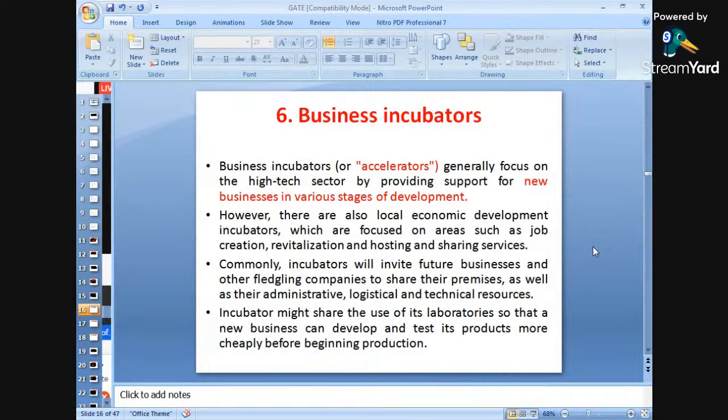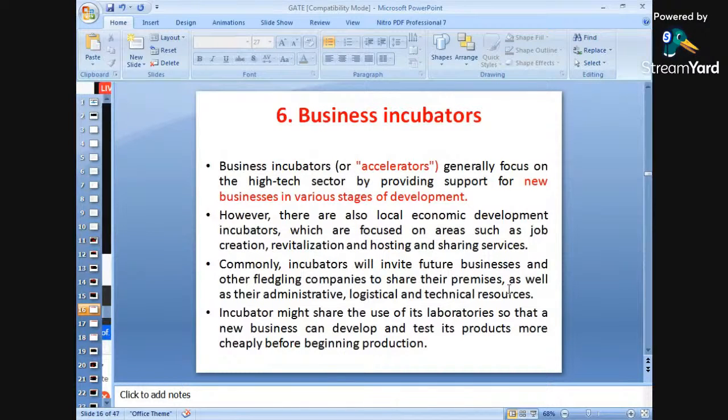They accelerate a particular type of project. There are also local economic development incubators, which are focused on areas such as job creation, revitalization, and hosting and sharing services. That means jobs will also be created by these business incubators. Commonly, incubators will invite future businesses and other budding companies to share their premises as well as their administrative, logistical, and technical resources. That means knowledge will also be shared, logistical knowledge and technical resources will be shared by these business incubators related to a particular type of project.